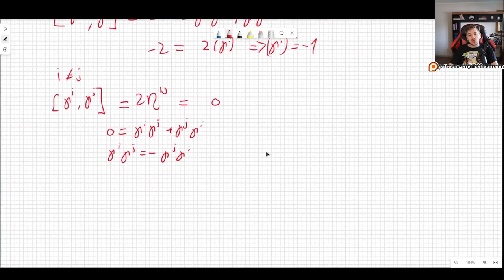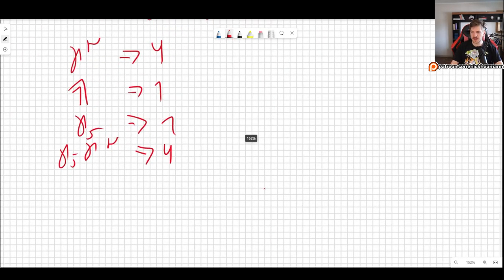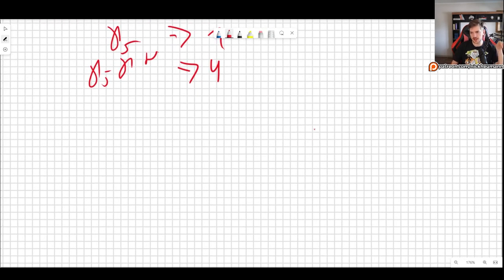Okay, so currently we have 10 matrices. We have four gamma mu's. We have the identity, which is one, of course. We have gamma five, I keep writing it. What's going on here? Why is it not erasing there? Gamma five, which is also one. We have gamma five, gamma mu, which are four.